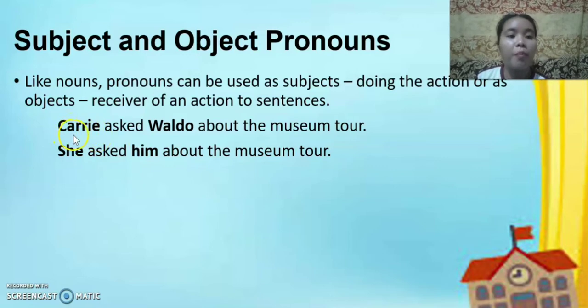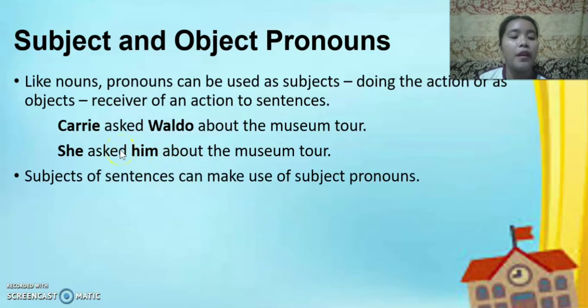So this is the example. Carrie asked Waldo about the museum tour. In the second sentence, Carrie is replaced by she and Waldo with him. Okay, replaced with him. Okay, she asked him about the museum. She here is the subject of the sentence because Carrie is the one doing the action, while him, Waldo, is the object in the sentence because siya man ang gipangutana, he's the one being asked. Okay? Now, subjects of sentences can make use of subject pronouns.